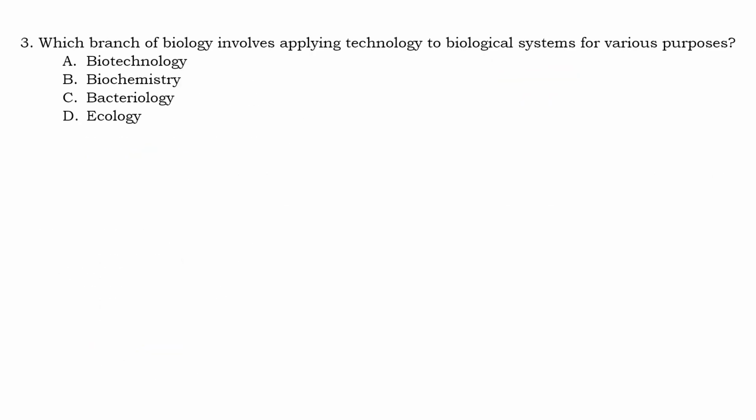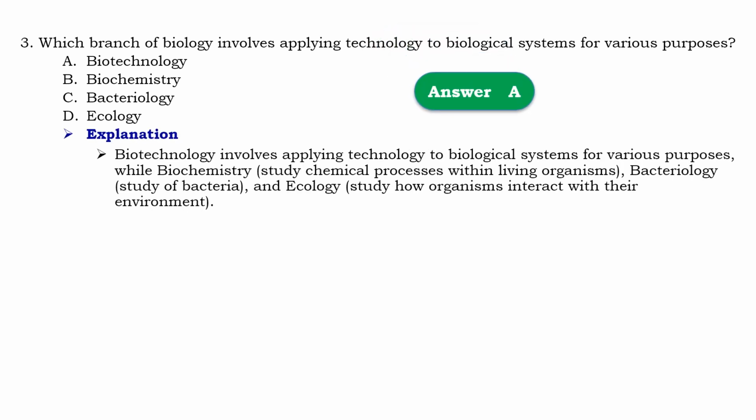Question number 3: which branch of biology involves applying technology to biological systems for various purposes? So that should be A, biotechnology. It means that biotechnology involves applying technology to biological systems for various purposes, while biochemistry studies chemical processes within the living organisms. Bacteriology studies bacteria, and ecology studies how organisms interact with the environment.